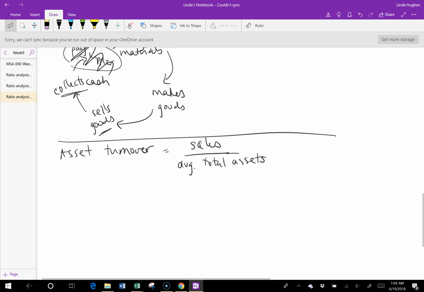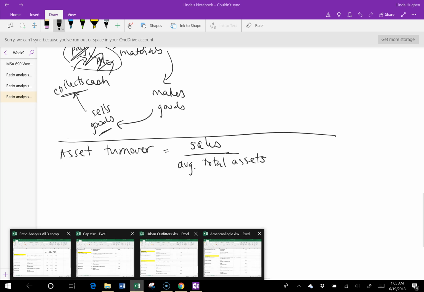So the higher the asset turnover, the better, because it indicates an efficient use of assets. If asset turnover is decreasing, the company should start considering reducing its investments. Often we see this as companies such as Sears and JCPenney start to close stores and reduce this denominator here.